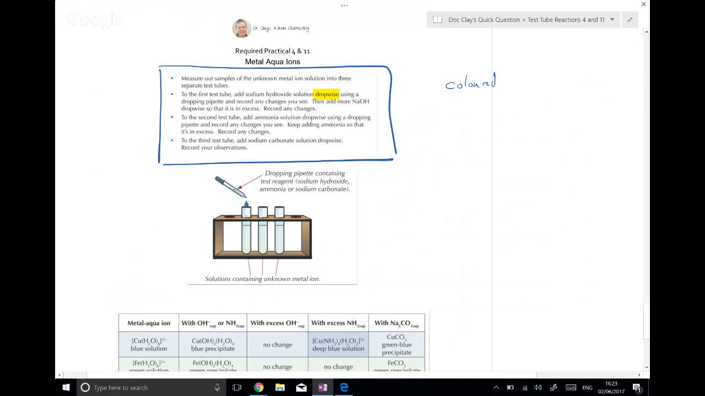Now, they're looking for the use of the word precipitate. Colored precipitate simply means a solid. Obviously, you need to give the correct color. Or we might say it redissolves to form a colored solution.